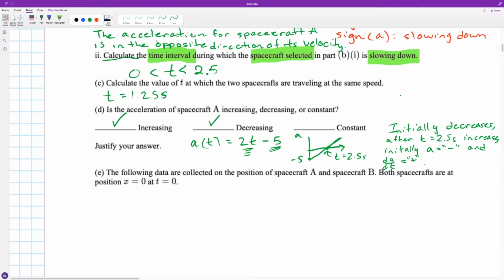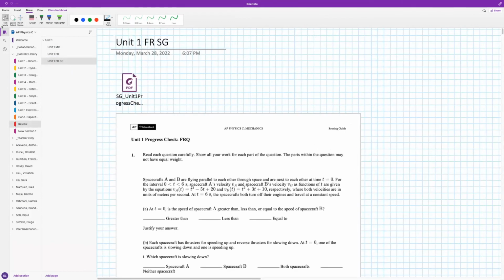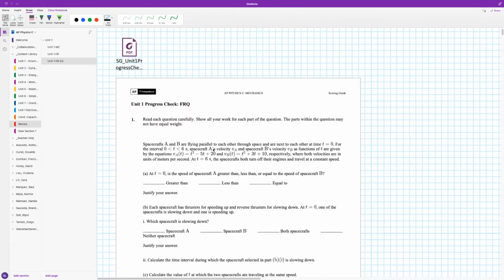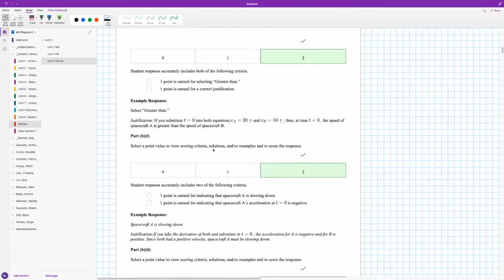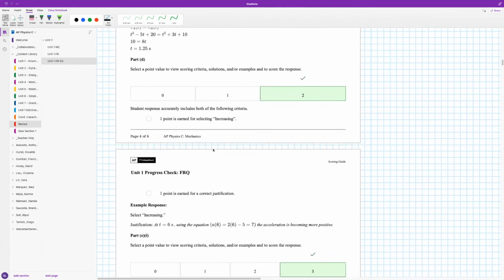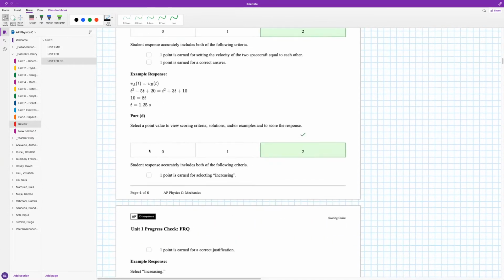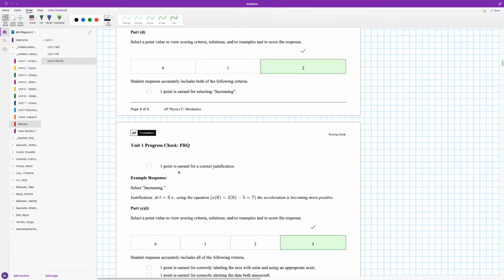Okay, let's go ahead and see here what they were looking for in the scoring guide for part D. And let me know if we have any questions so far. I don't mean to be blazing through this, but I understand that time could be of the essence if you're watching this. So 1 second. Okay. So let's go ahead and see here in the scoring guide. And so for part D, is this the same question? Yeah. D. So 1 point is earned for selecting increasing and then for a correct justification.